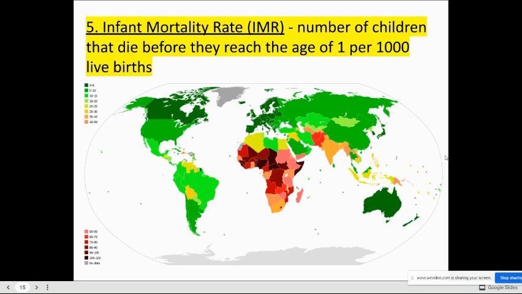So the infant mortality rate really tells us a lot about the health systems of a country. If you have a high infant mortality rate, that generally means that mothers are not receiving a lot of health care when they're pregnant, that there is malnourishment, maybe a lot of underweight babies born, or just not a lot of care for newborns. So you'll see large differences between places in the world that have really high infant mortality rates and places that have lower infant mortality rates.